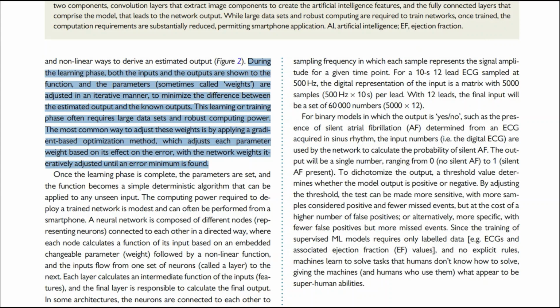During the learning phase, both the inputs and the outputs are shown to the function, and the parameters, sometimes called weights, are adjusted in an iterative manner to minimize the difference between the estimated output and the known outputs. This learning or training phase often requires large data sets and robust computing power. The most common way to adjust these weights is by applying a gradient-based optimization method, which adjusts each parameter weight based on its effect on the error, with the network weights iteratively adjusted until an error minimum is found.